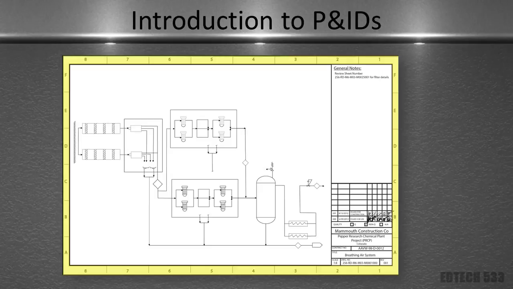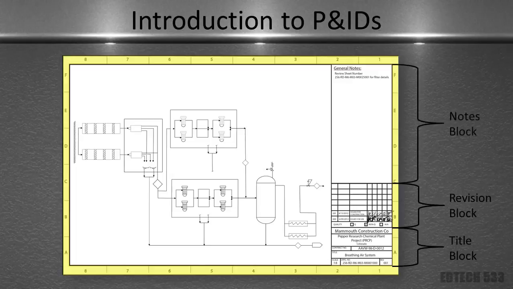So here we have a PNID, a drawing that is used for representing a system to show the overall system and how it is operated and controlled. The PNID here is made up of the title block, the revision block, the notes block, the graphic drawing area, and the grid system.